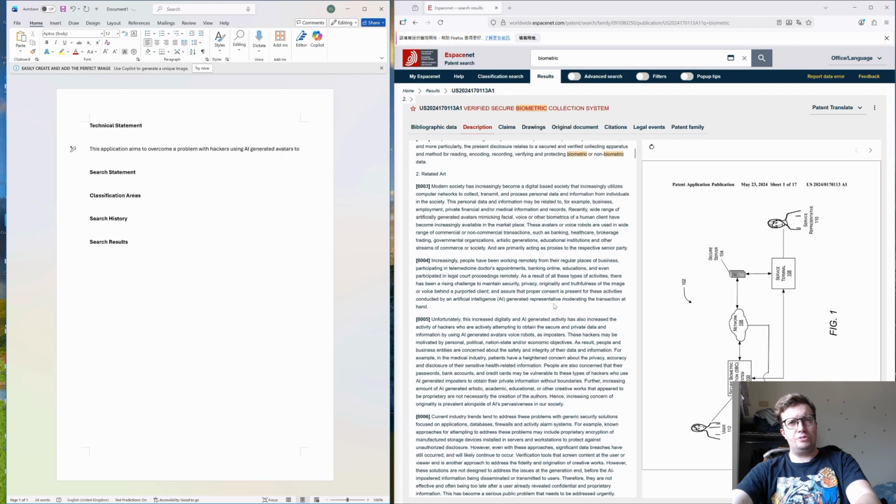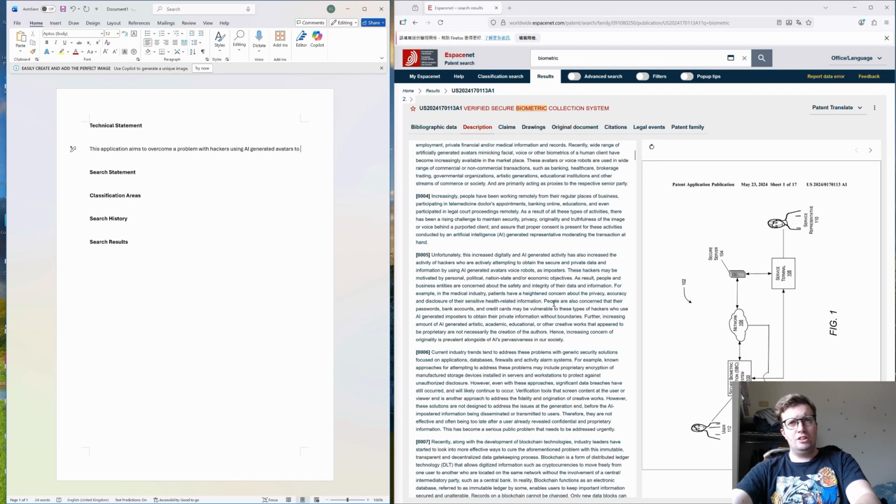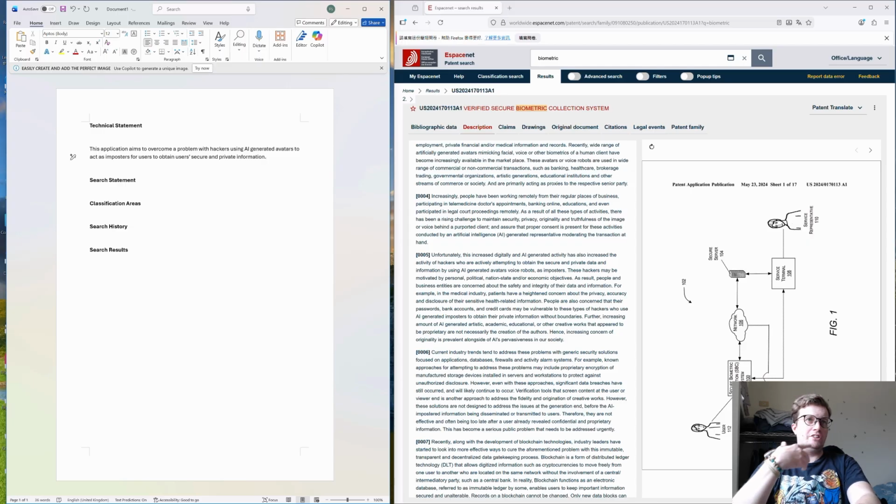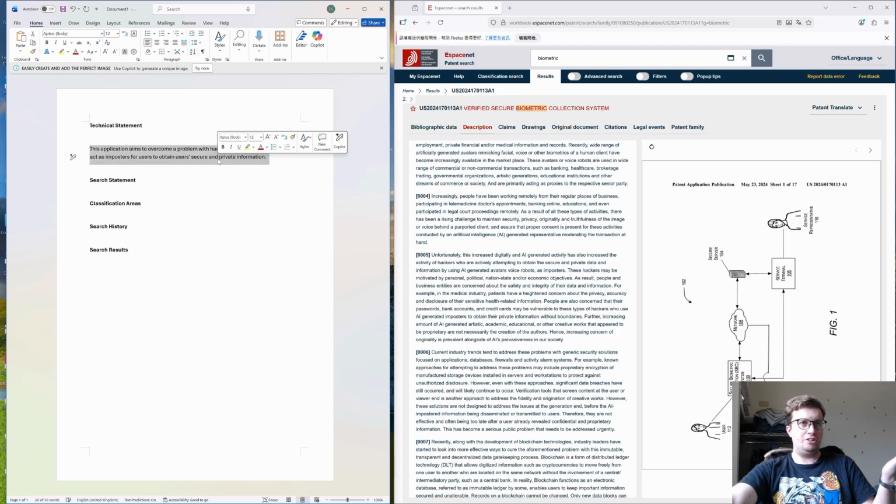They act as imposters to obtain your private information. So that's the first thing. That's the problem, right? So we've written down this is the problem. If I'm searching this, the second way is what's the problem? That's essentially what the problem is in a nutshell.